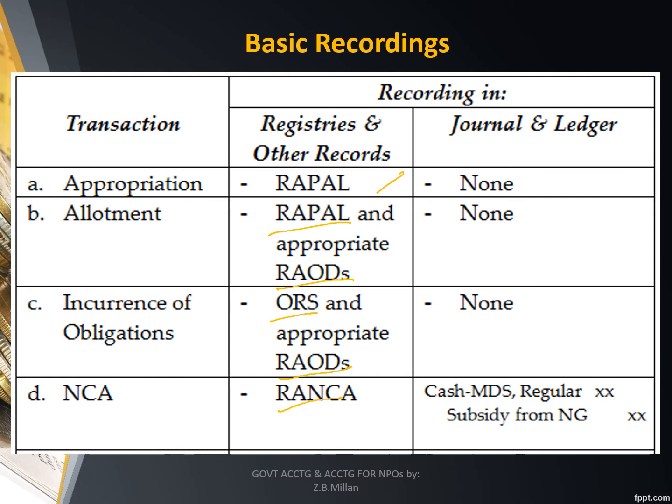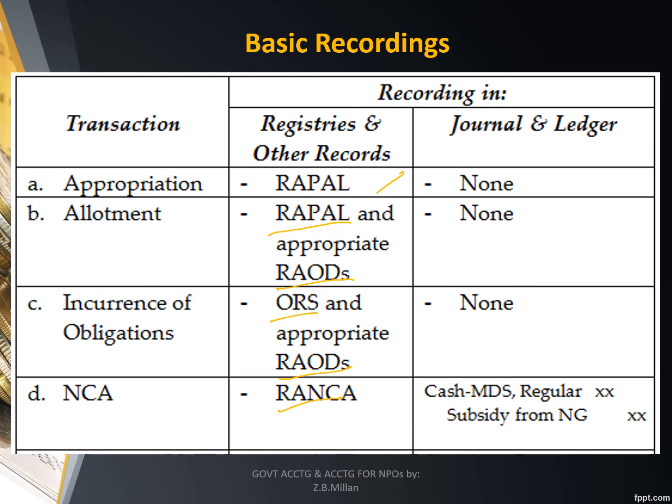So, take note, again, from appropriation to incurrence of obligation, hindi pa ito accounting records. Kung mapapansin, ang ating appropriation, allotment, up to incurrence of obligation, these are recorded lang sa ating budget registries, which are the responsibility of the budget office or the budget division of the government agencies. So, mag-start ang accounting recording o records ng accounting from the receipt of the notice of cash allocation or the receipt of the cash.